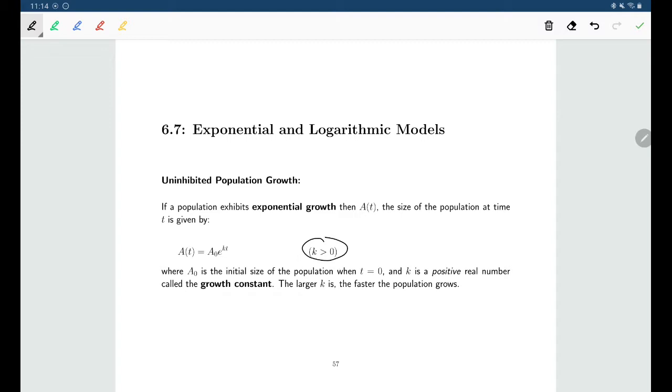And this measures how fast or how slow the population is growing. The larger k is, the faster the population grows. The smaller k is, the slower the population grows.